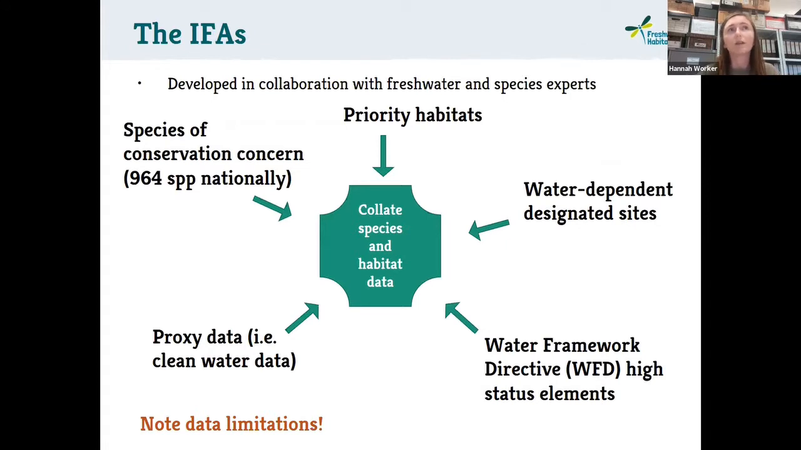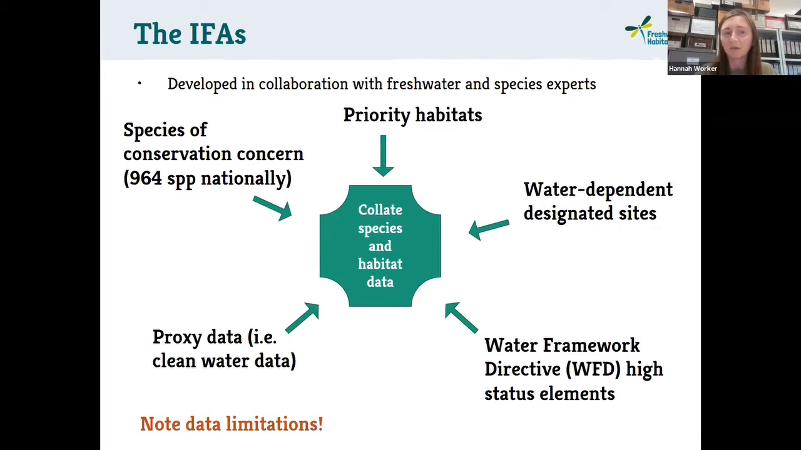So the idea of the IFA is to change up the approach and see if we can do things a bit differently and a bit quicker, and actually start to reverse that decline. So for the IFAs, it's a process of collecting and collating data.